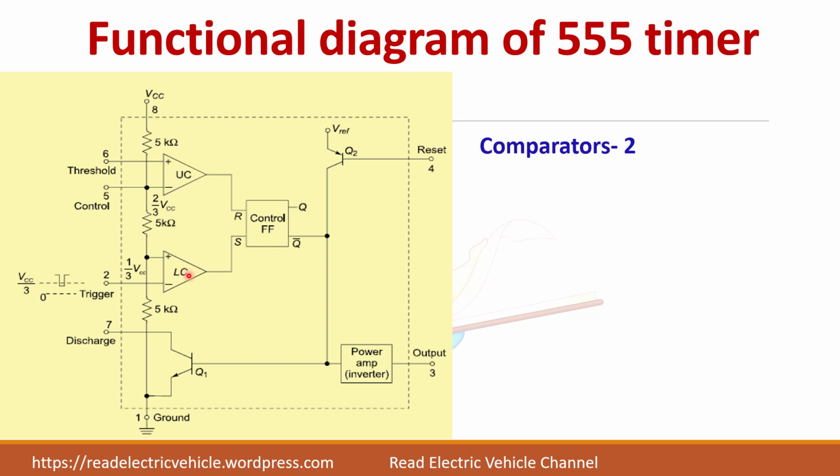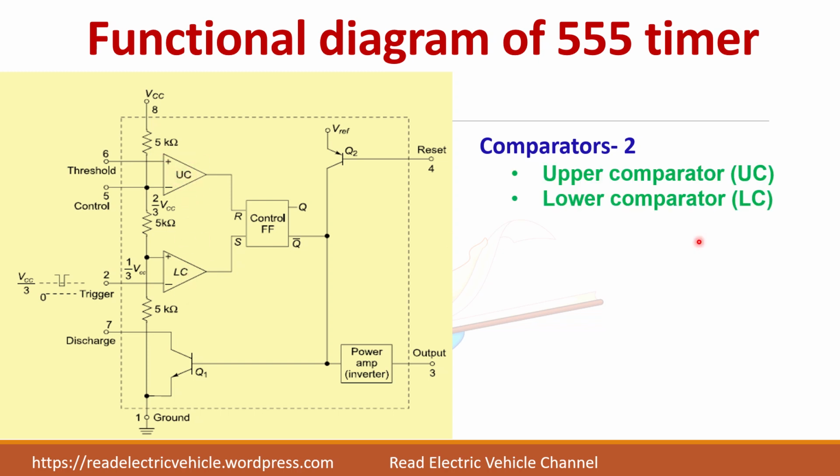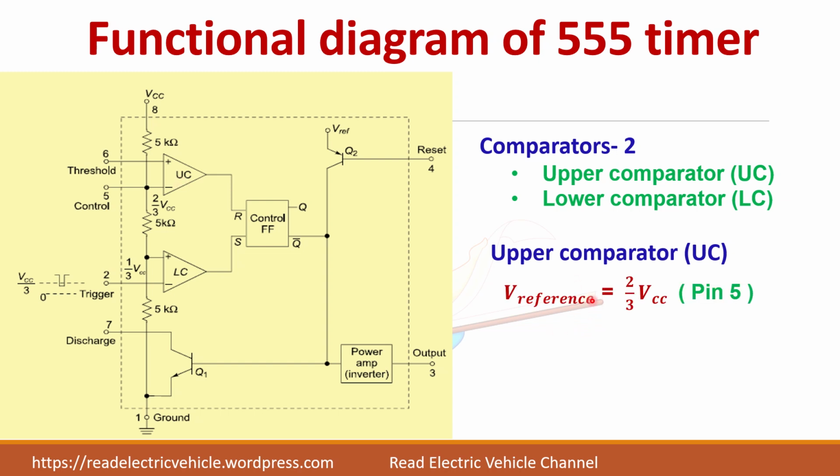Next part, we have two comparators. One is the upper comparator and the other one is the lower comparator. So let us start with the upper comparator. In the upper comparator, the minus pin is connected to 2/3 VCC, or pin number 5. So for this particular comparator, the reference voltage is 2/3 VCC.